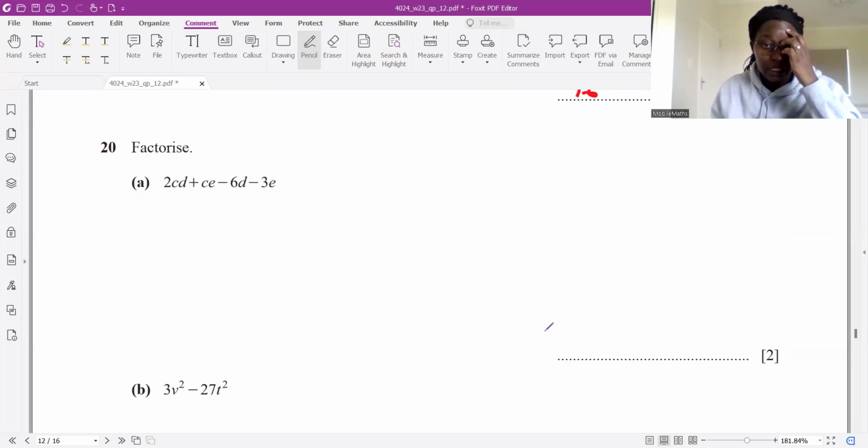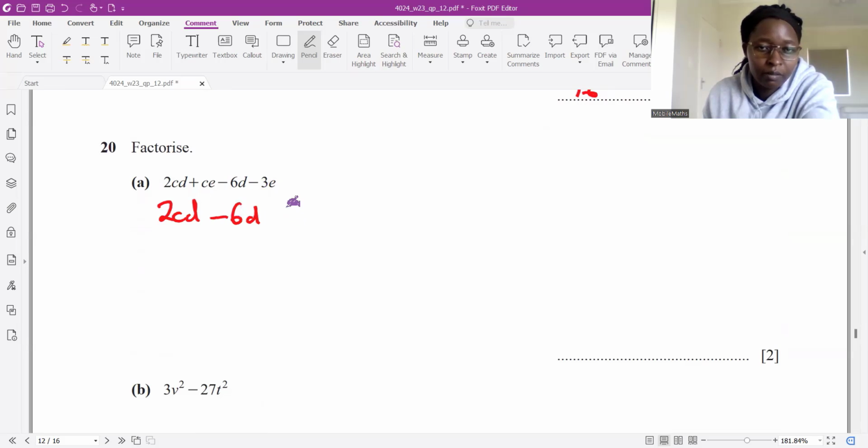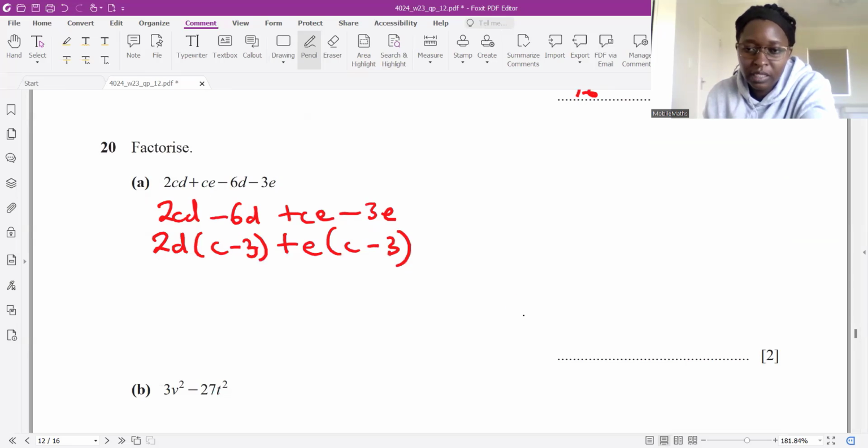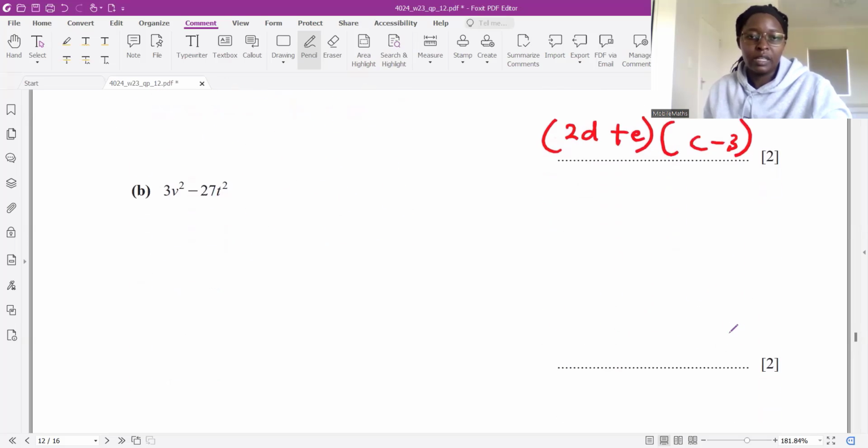Factorize CD. Okay, the easiest way is to combine them together, like to say 2CD, then minus 6D, then plus CE minus 3E like this. So here I can take out 2D and have (C minus 3) actually. Then here I can take out E and I can have (C minus 3). So the factors here are (2D plus E) and (C minus 3). Okay, like that. Then let's move on.